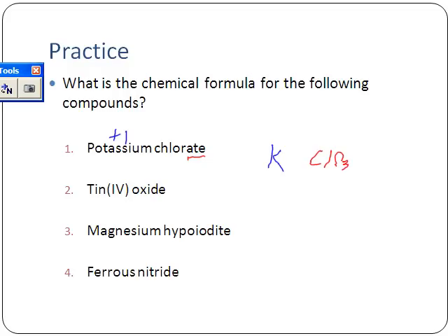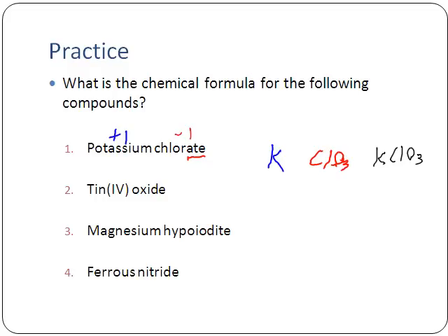So ClO3 is what we have for that. And if you look at that on your polyatomic ion sheet, that has a charge of -1. And so in this case right here, these already balance. Since they balance, our final formula is just going to be KClO3, since we already have a balanced valence on this. Our next one here is tin-4 oxide.